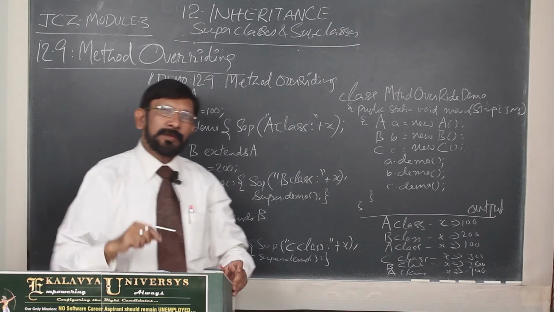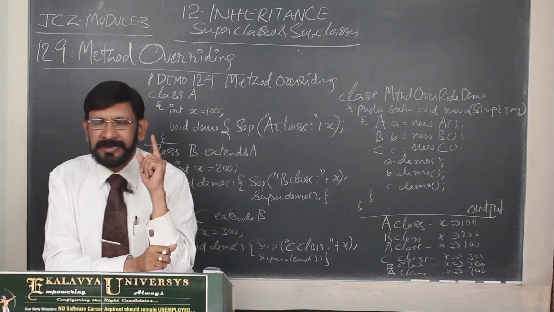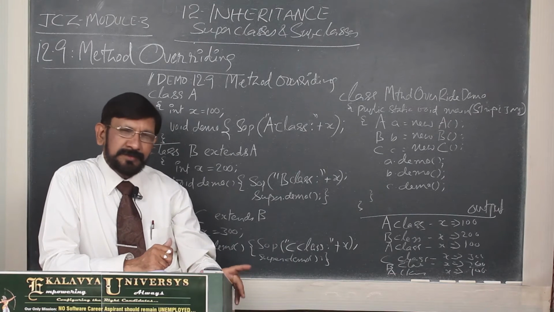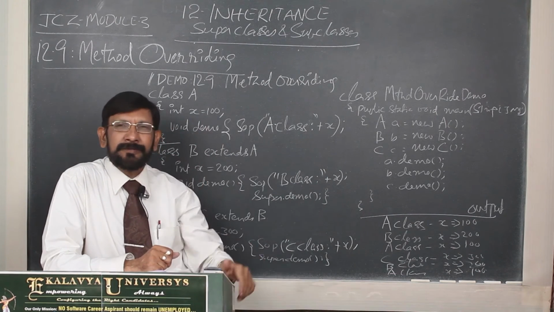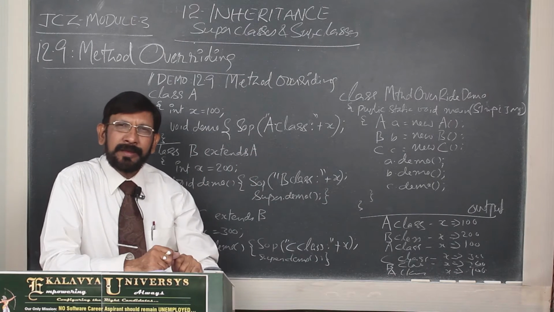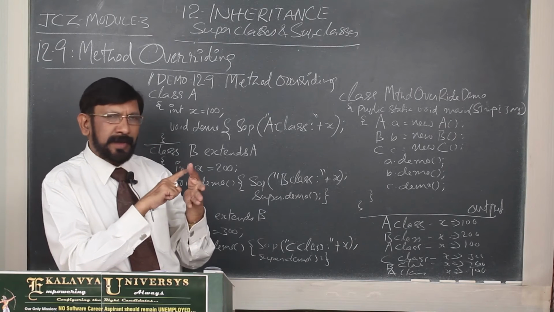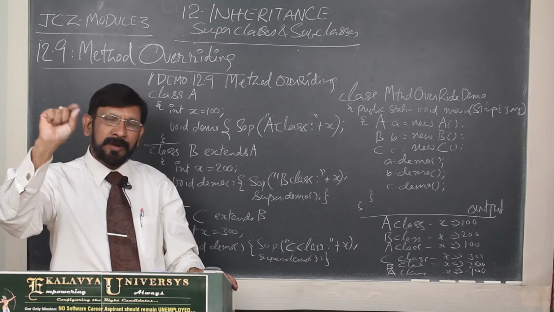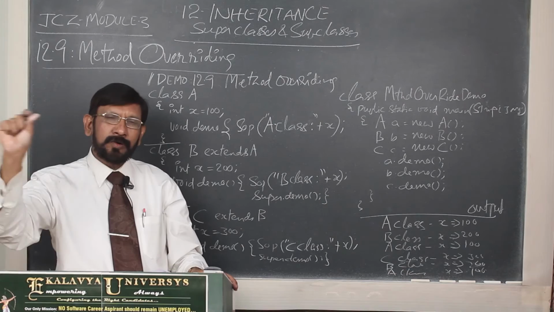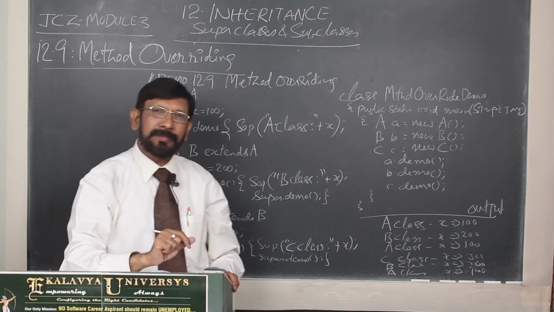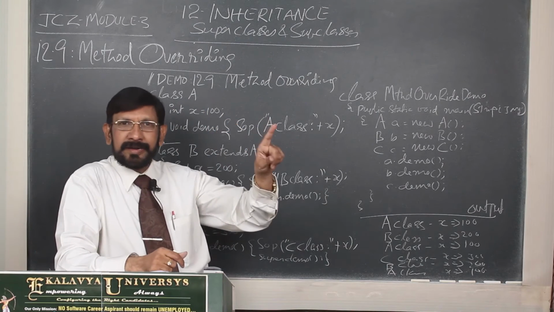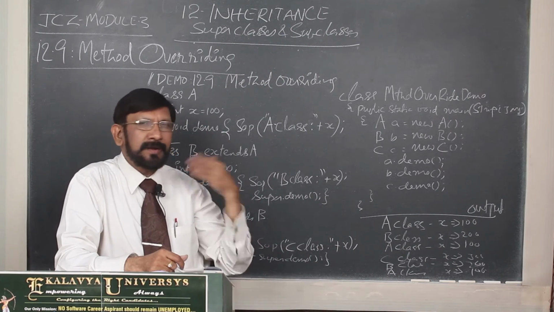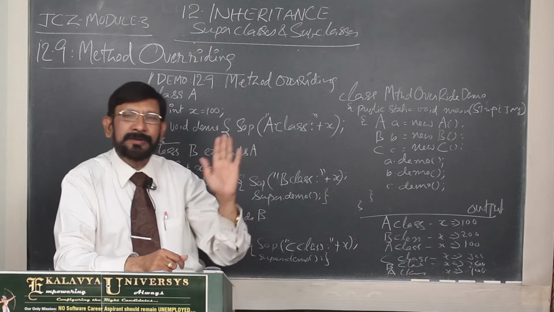Okay. In case of overriding, one essential prerequisite is there: the signature should be 100% the same. In overloading, which I already explained, what is the signature? The name of the method and the list of the types of the parameters. Calculate product int int, calculate product int float, calculate product float float float. That is the signature. In that case, the return type is not taken into consideration. The return type may be the same or different.